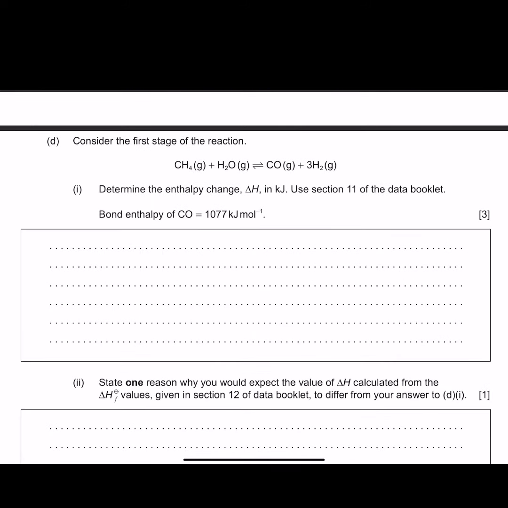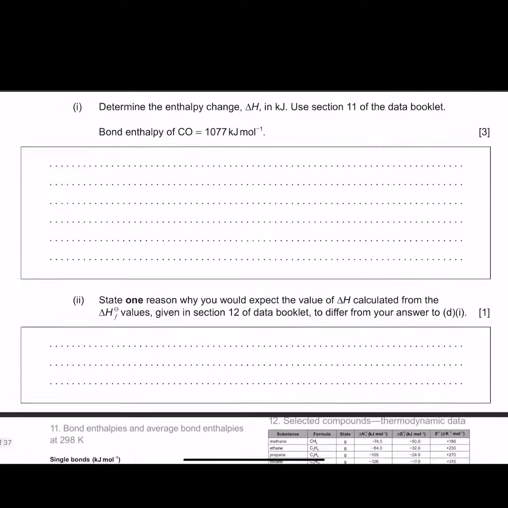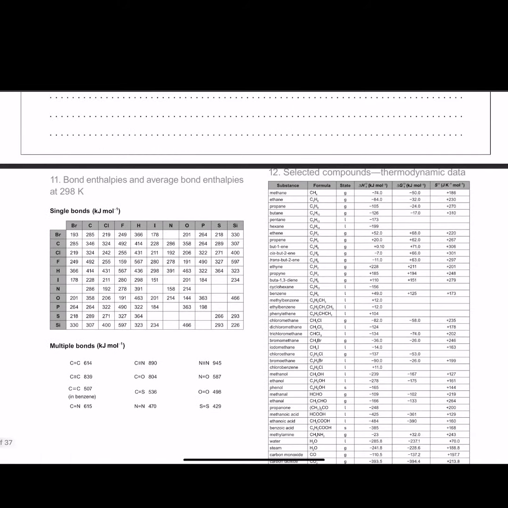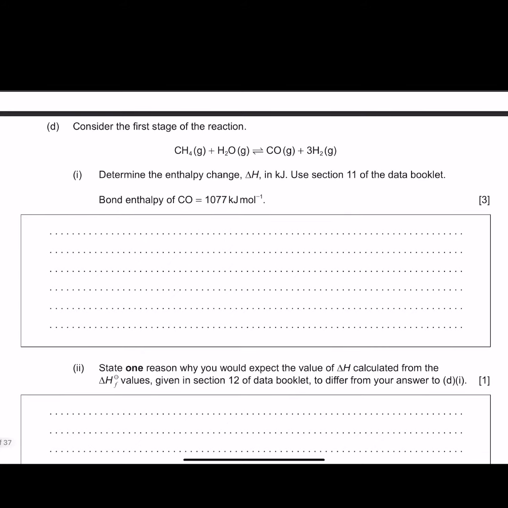In this next question, we have to find the enthalpy change and we have to use section 11 of the data booklet. Section 11 gives you the bond enthalpies. So let's start. For these questions, the delta H would be the summation of bonds broken minus bonds formed, because breaking a bond absorbs energy and forming a bond releases energy. So which bonds are broken? I can see 4 C-H bonds and 2 O-H bonds broken. And which bonds are formed? I can see 1 C≡O bond and 3 H-H bonds formed.